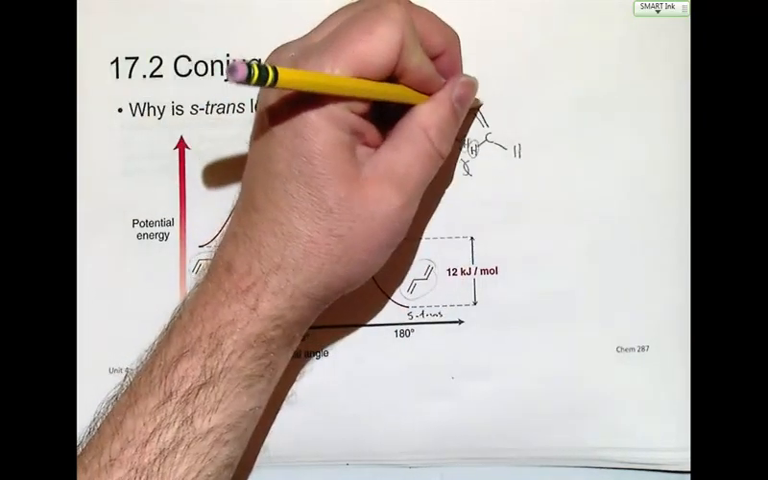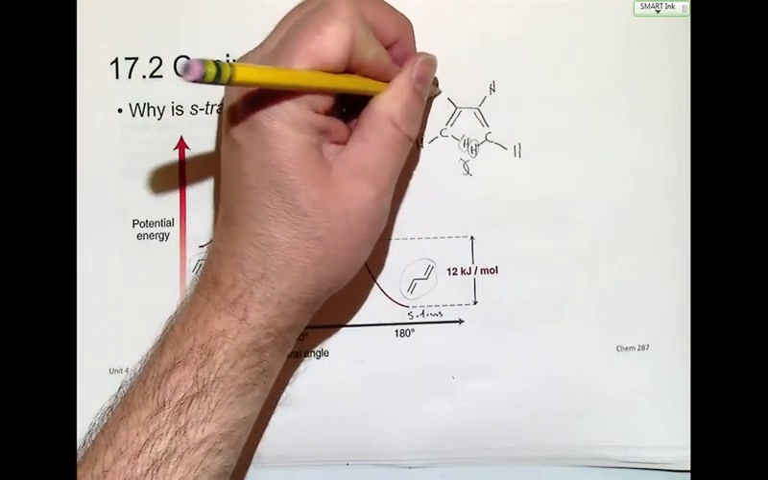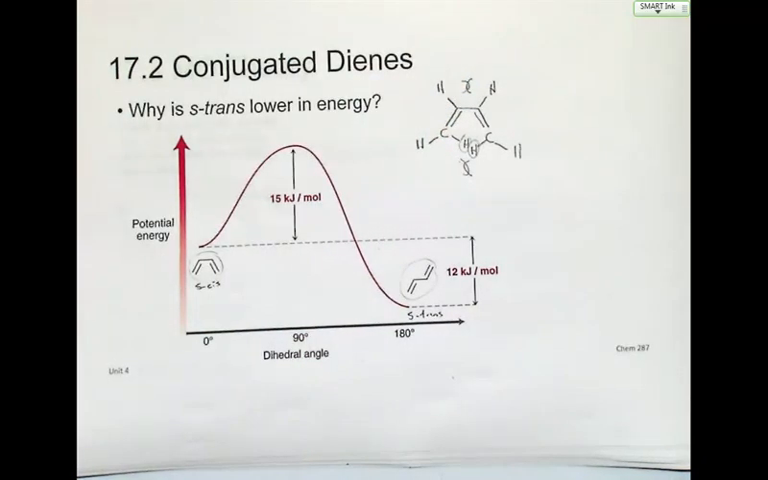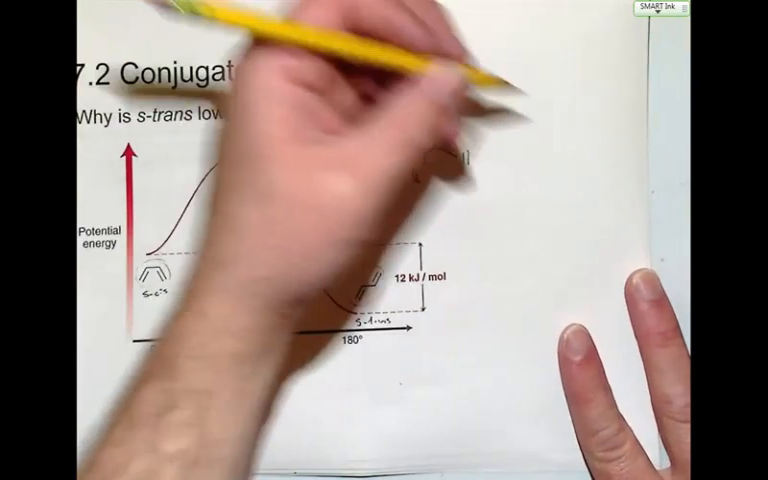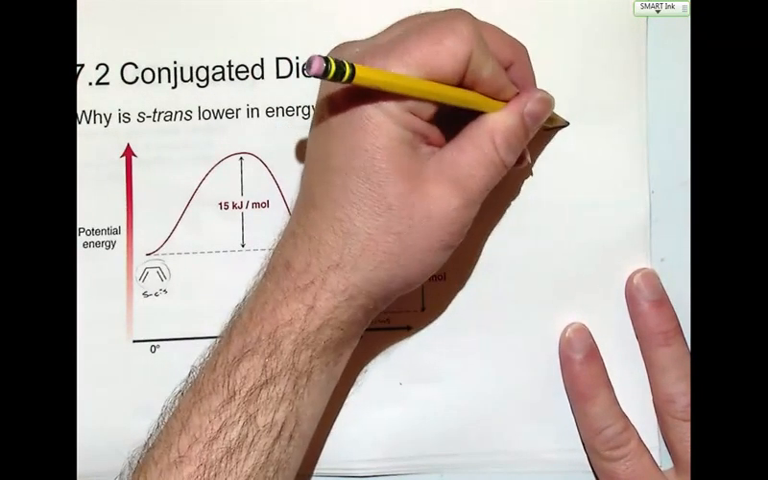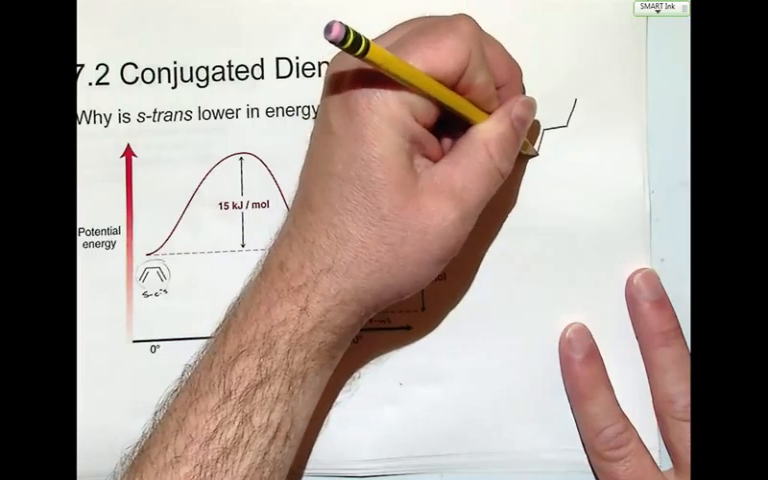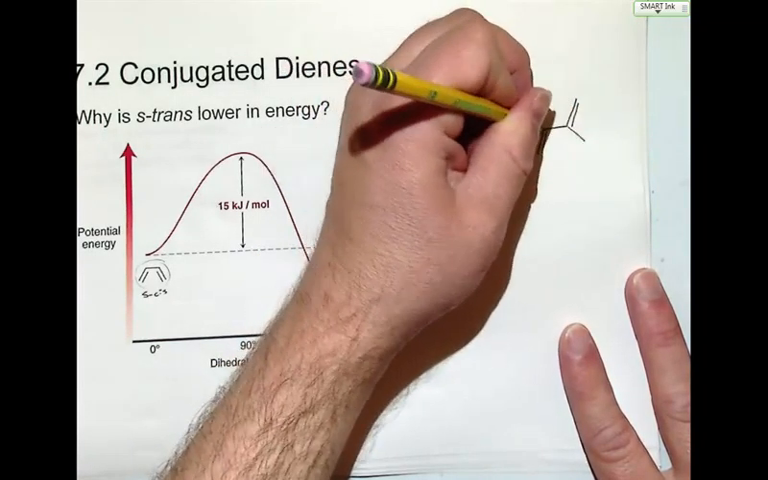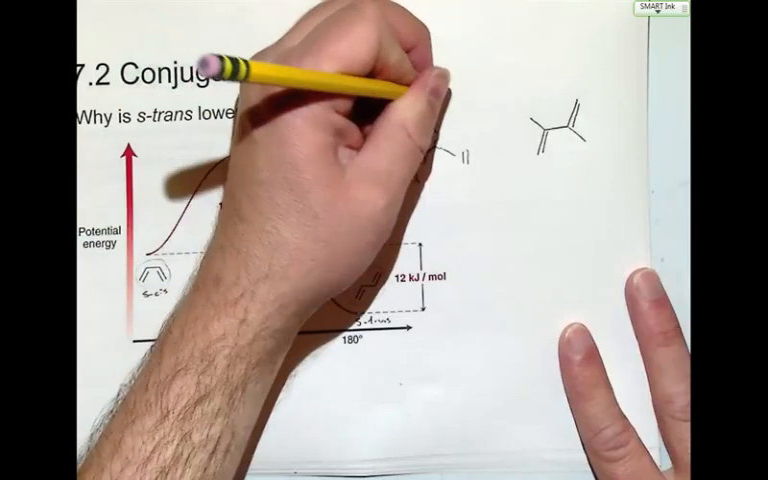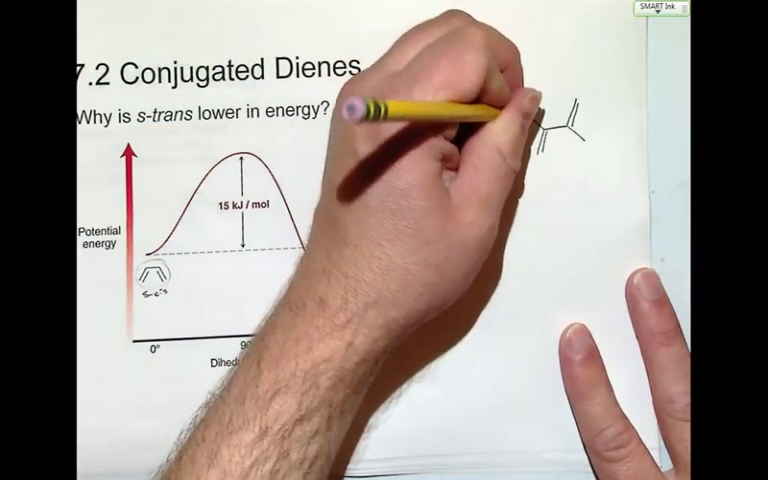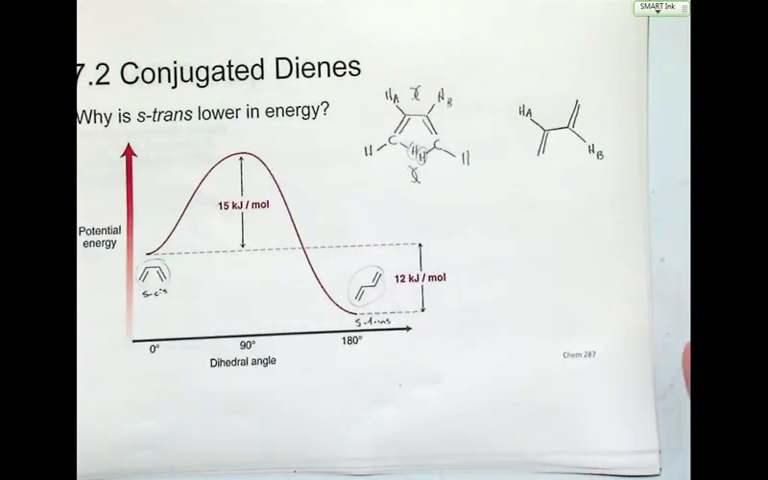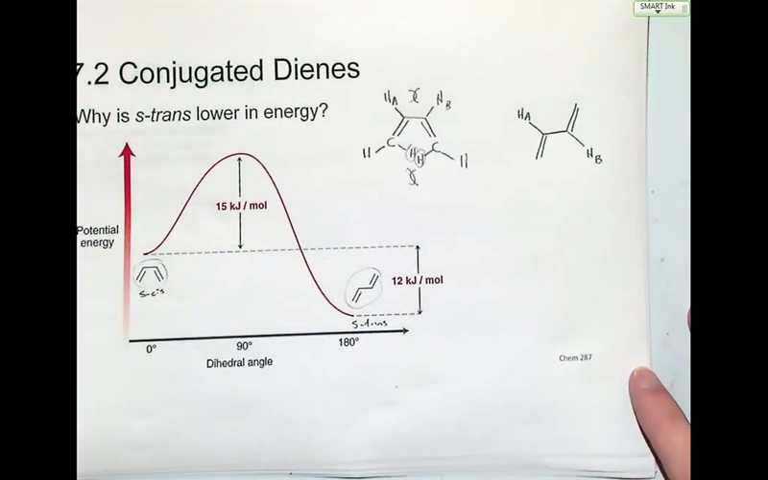I mean, you can think about that over here as well. These two are eclipsed, right? Those two are eclipsed there. Now, if we look at the S trans, this is HA, HB, HA, HB. HA and HB are no longer eclipsed anymore in the trans.